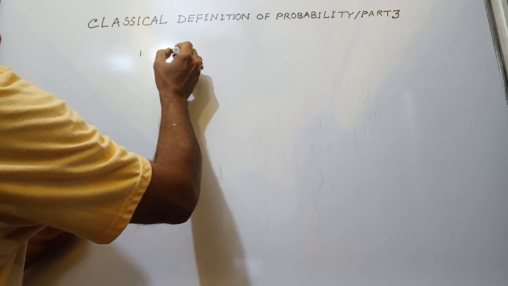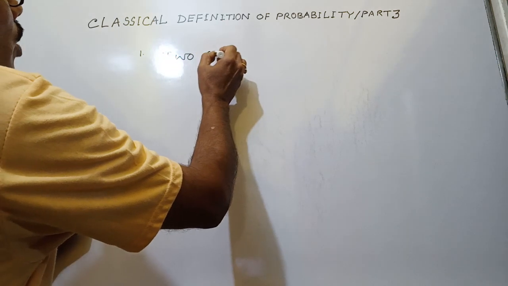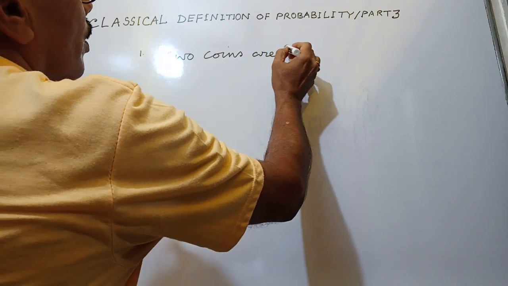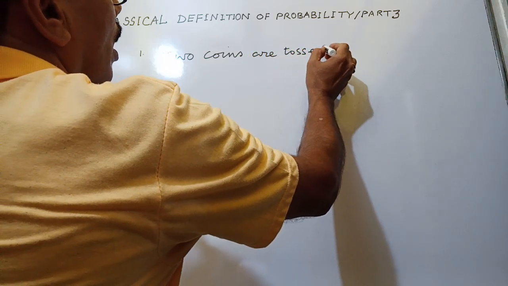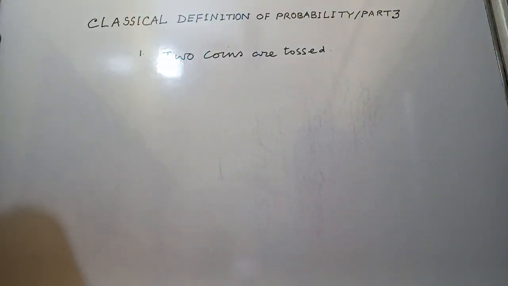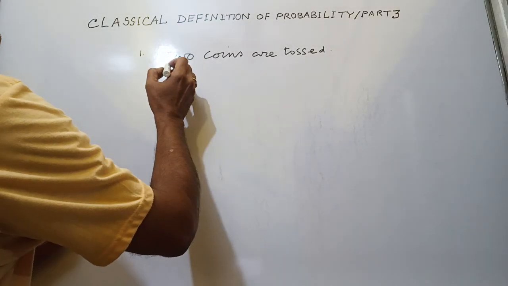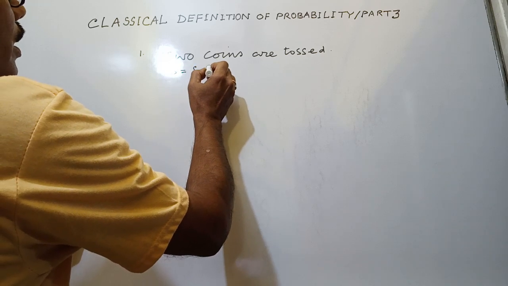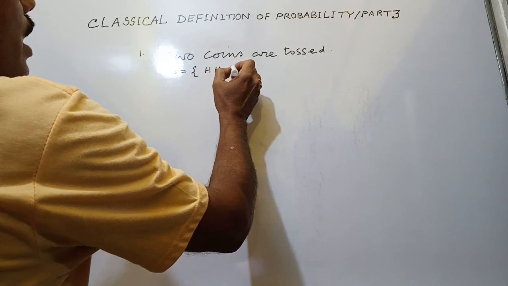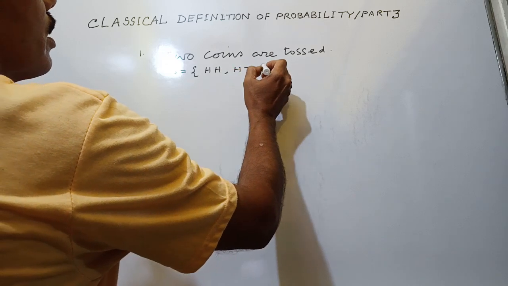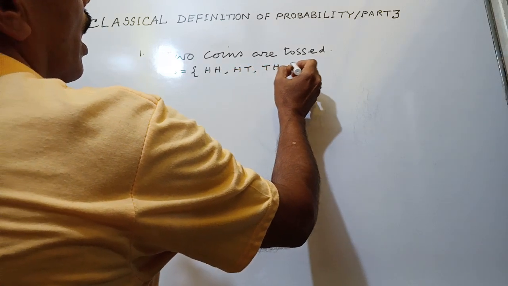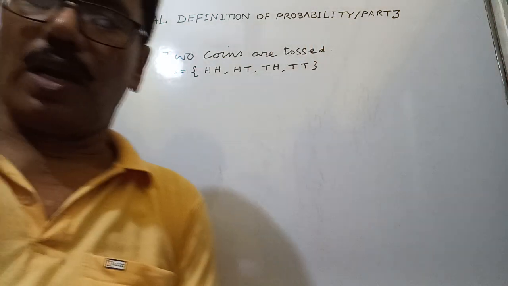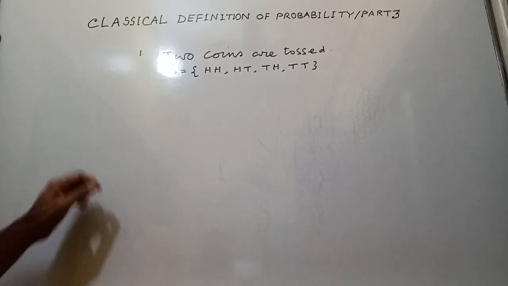Suppose two coins are tossed. So we know what the sample space is. I have already defined what is sample space: HH, HT, TH and TT. This is the sample space. Now I have defined what is event.